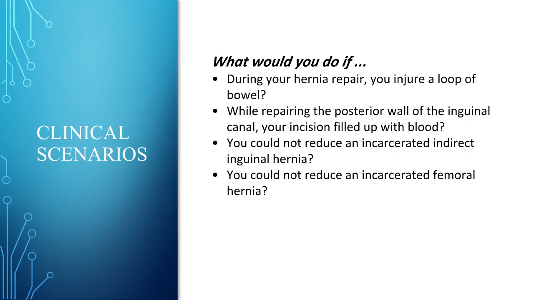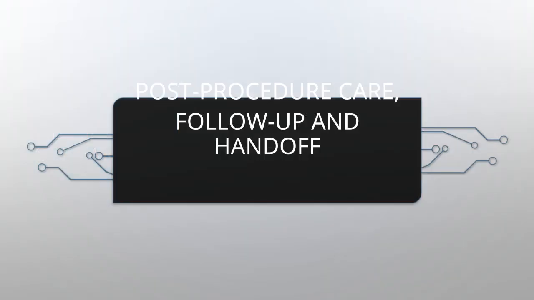If you cannot reduce an incarcerated indirect hernia, you must proceed to surgery or refer for surgery so that the sac is opened and the bowel is inspected. If you cannot reduce an incarcerated femoral hernia, take the patient straight to the OR for formal repair and bowel resection or urgently refer. We will briefly review the postoperative care of your patient.